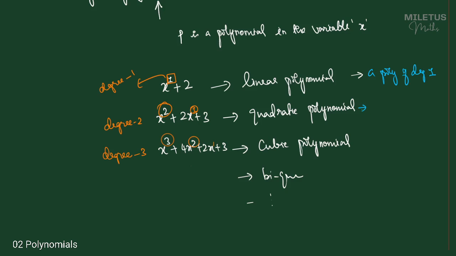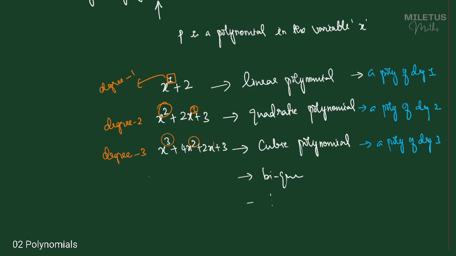Now similarly, you see any quadratic polynomial will always have degree 2. So we're going to call this a polynomial of degree 2. Okay, degree 2. And similarly, this is a polynomial of degree 3, right? So this is a polynomial of degree 3.